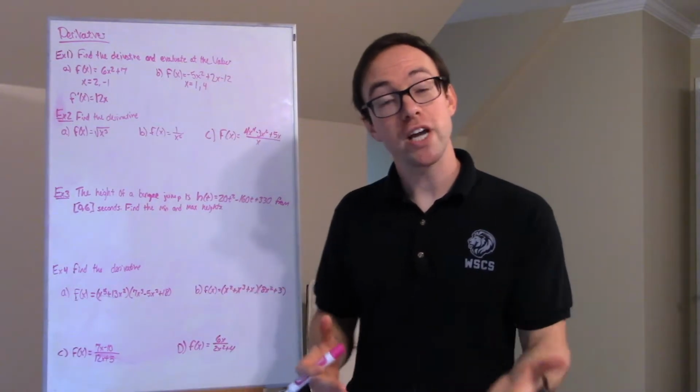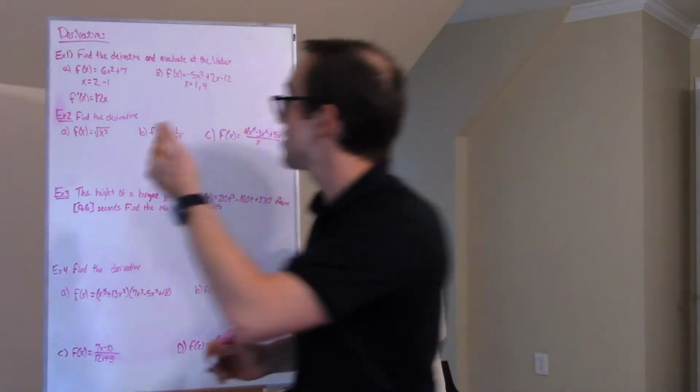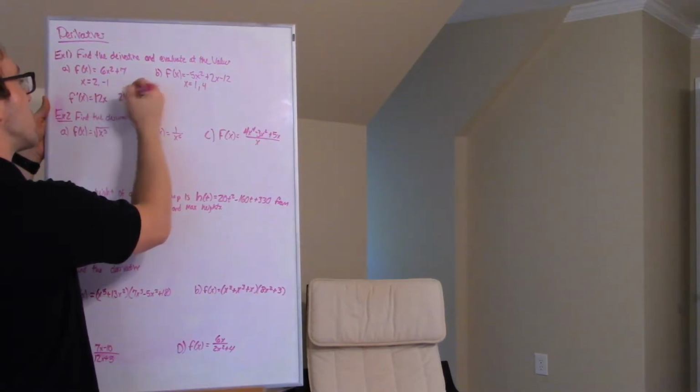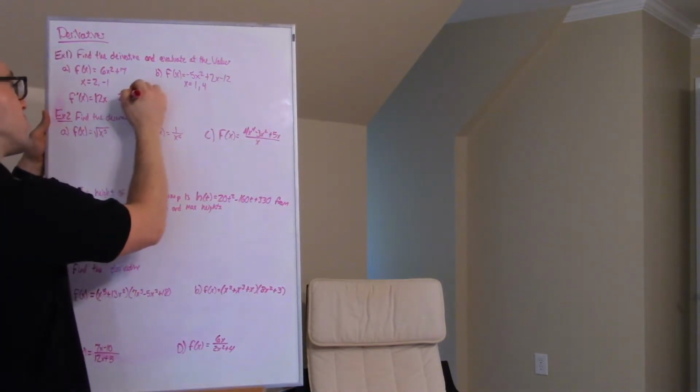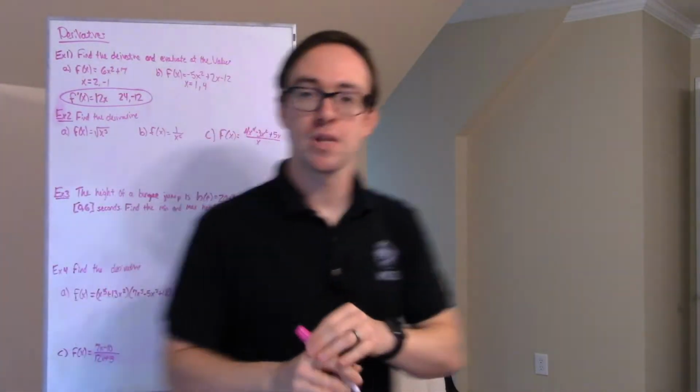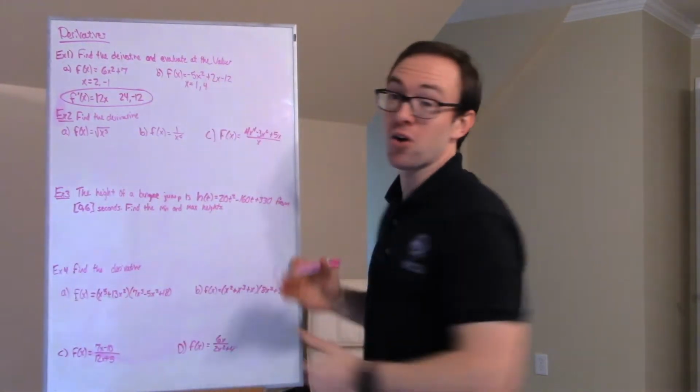Then from here we plug in our two values. So in this case, 2 plugged in would give us 24, and then negative 1 plugged in would give us negative 12. And that's the answer for part A.